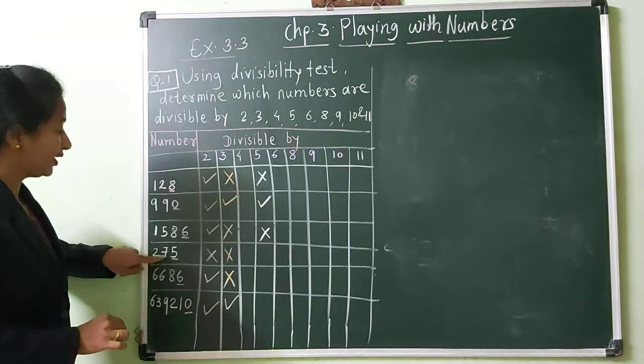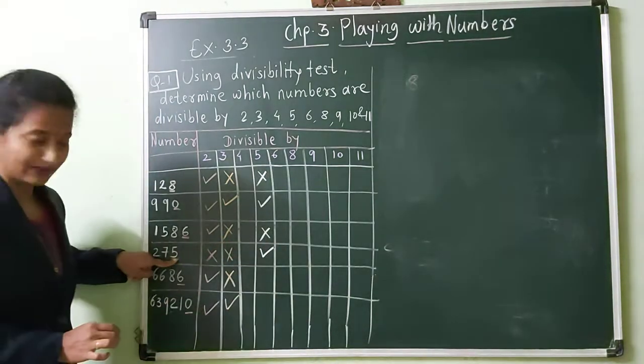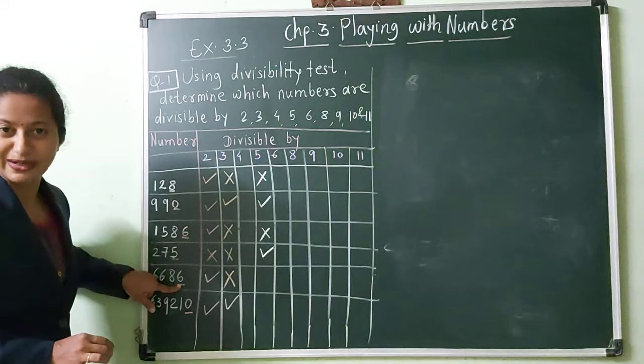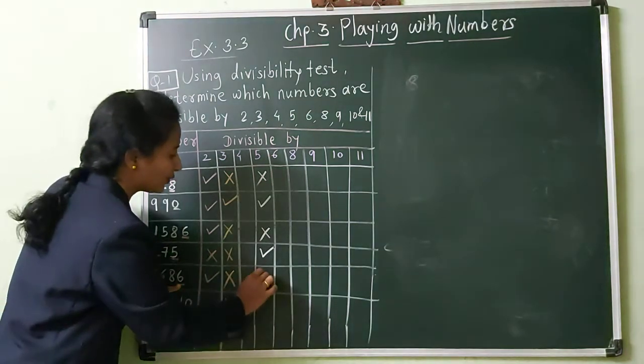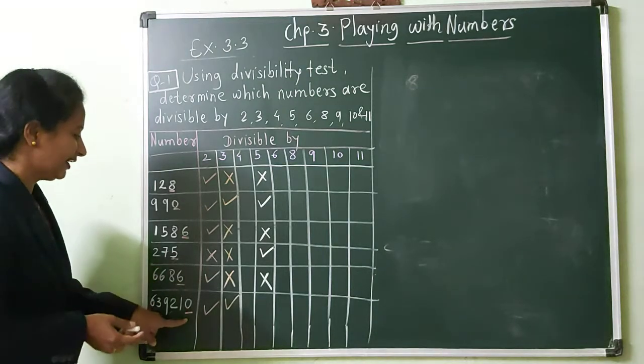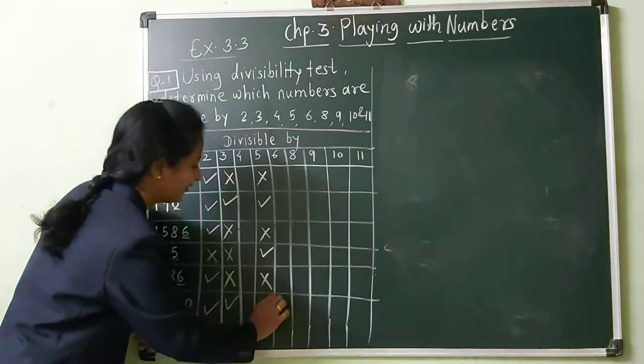But here it is 6. So this number is not divisible by 5. Here in 275 the ones place digit is 5. So of course this number is divisible by 5. It's a very simple test for 5. Here in the next number the ones place digit is 6. So as per the rule, this number is not divisible by 5. You can cross check. In the last sum, the ones place digit is 0. So this number is divisible by 5.